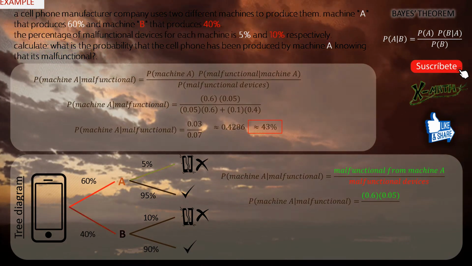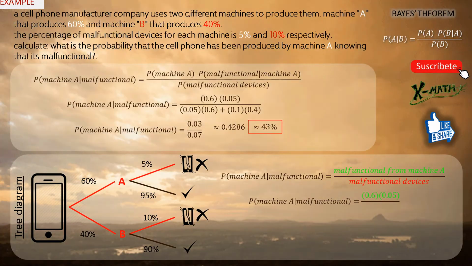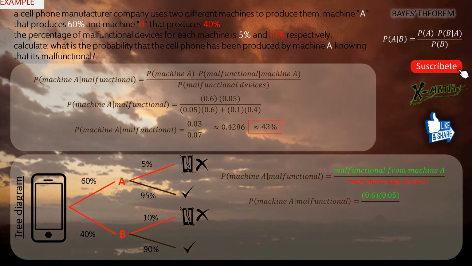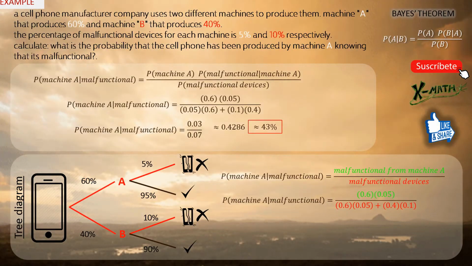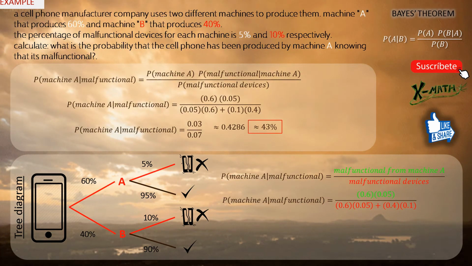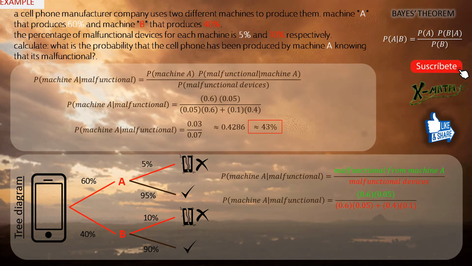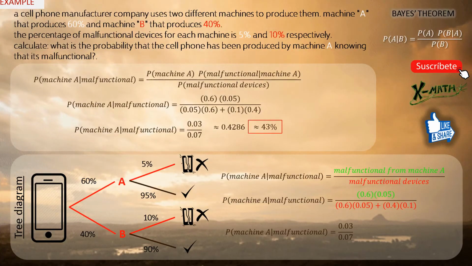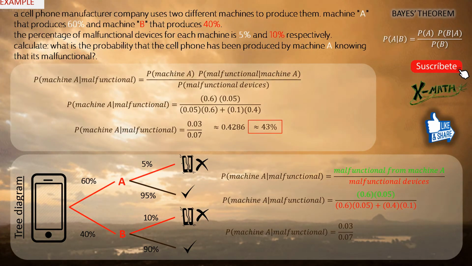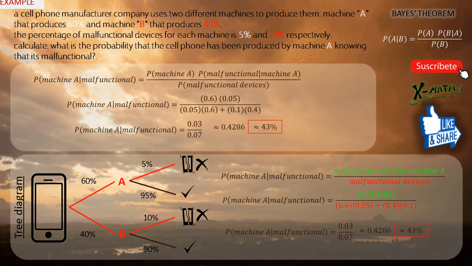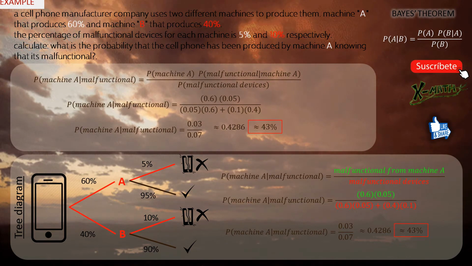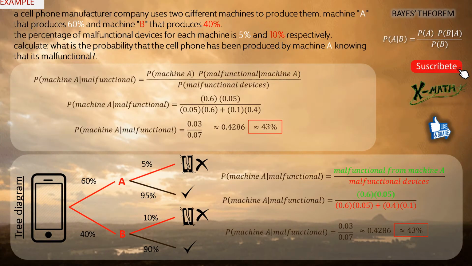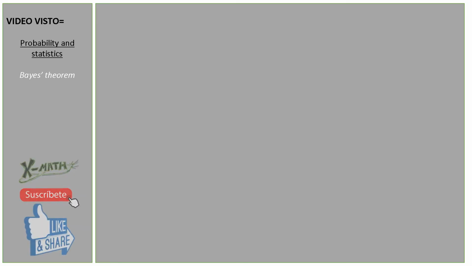So as you see, we have two different paths or directions. One from the production A and another one from the production B. So we need to add all of them. For the production A, we have 0.6 multiplied by 0.05, and for the production B, we have 0.4 multiplied by 0.1. This gives us the same answer, 0.03 divided by 0.07, which is something around 43%. As you see, there are two different ways to solve this type of probability problem. So that's it for probability and statistics, Bayes theorem.